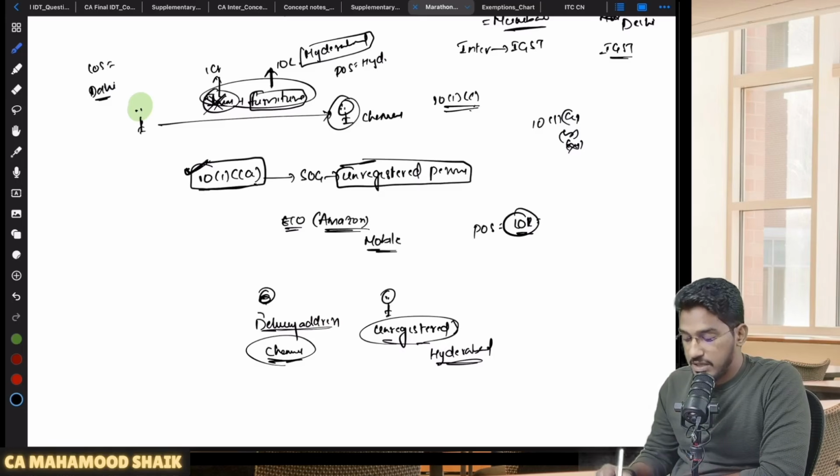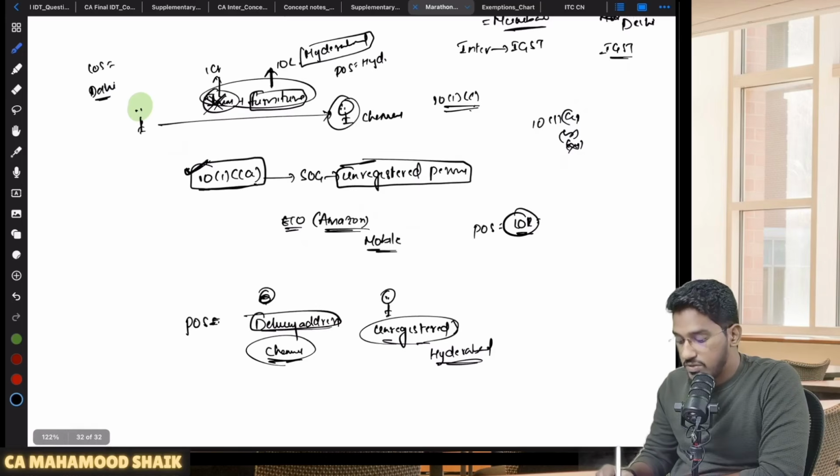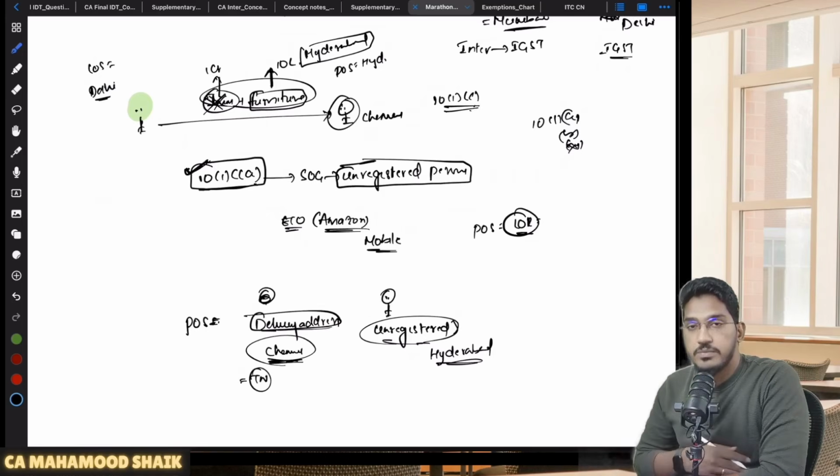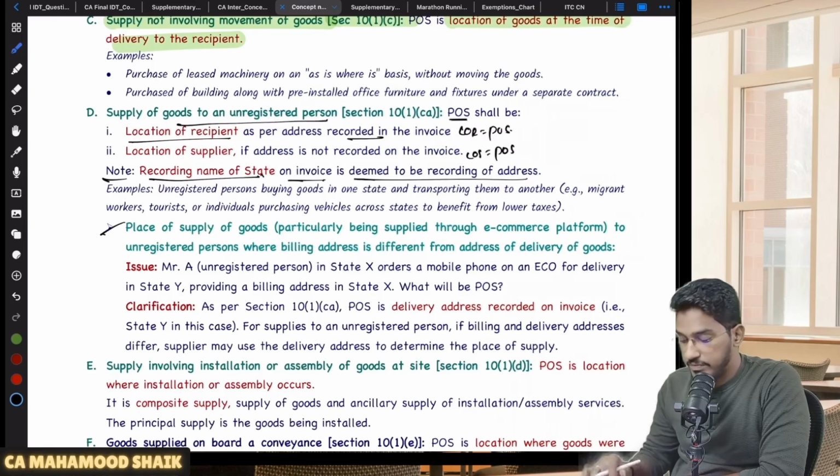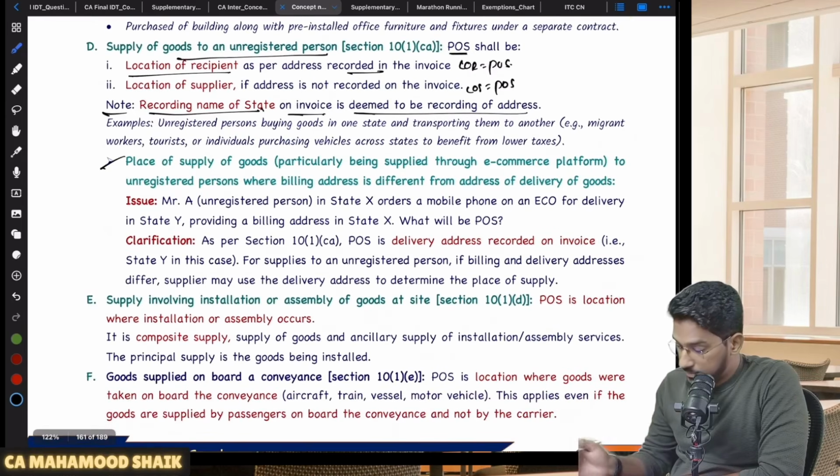Now one circular has been given. You can consider the delivery address. You can consider the delivery address as the place of supply. So since here the delivery address has been given as Chennai, the place of supply will become Tamil Nadu. Clear? Able to understand? This is a very important circular from the examination perspective. Kindly do refer to it. So that's what I was saying here.